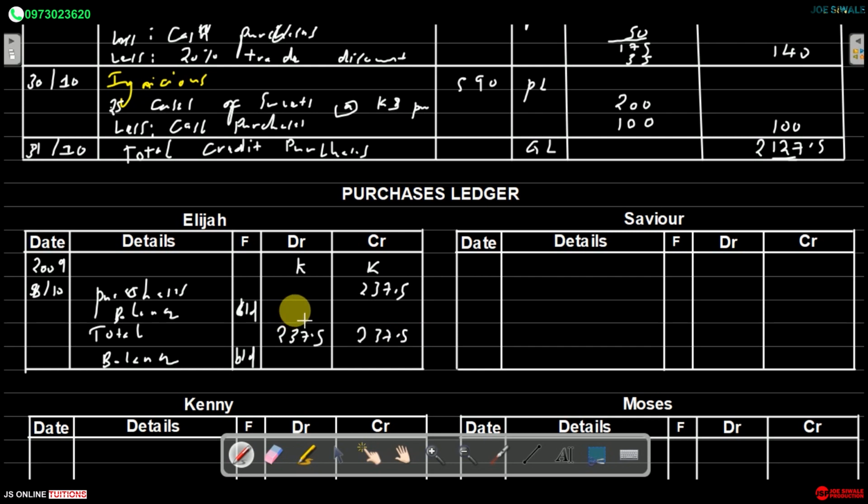The balance carried down is going to be shown on the debit side as 237.5, and the balance brought down is going to be shown on the credit side as 237.5. Let us look at the next information that we have in the purchases day book.